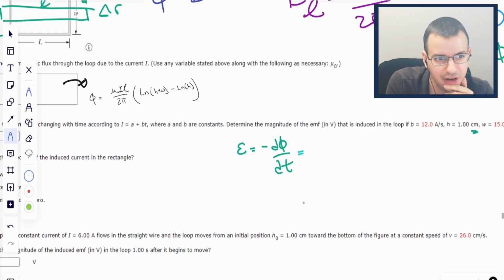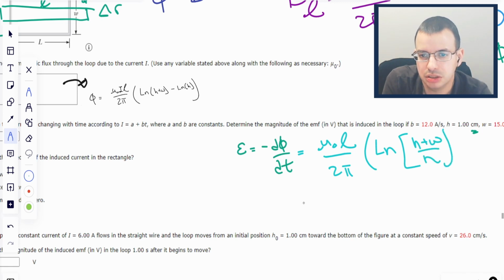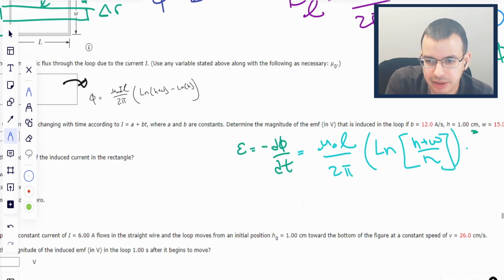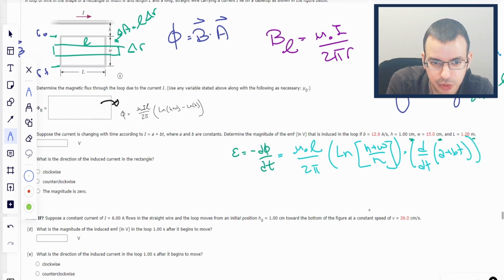We already just found flux above, so this is going to be mu naught L over 2 pi, natural log of h plus w over h, times, and what I left off here was the current, and I'm going to write that up now as A plus Bt, the derivative of A plus Bt, and then we have a negative.